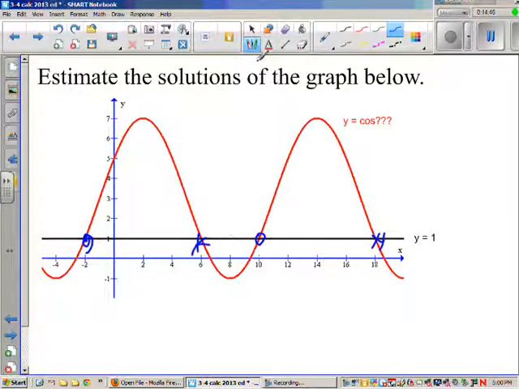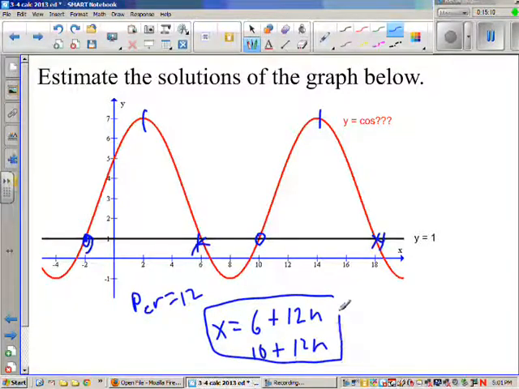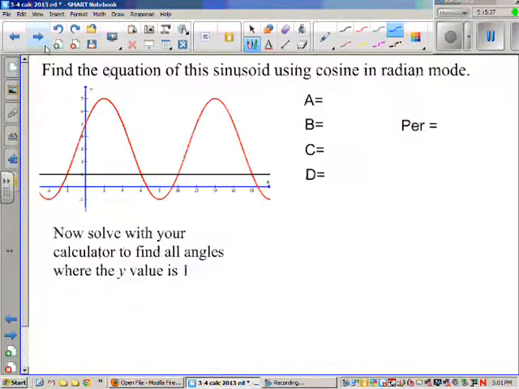For now, to estimate the solutions, I'd simply notice here that the period goes from 2 to 14. That's a total of 12. And that I get x equals, and I'm going to use the values 6 and 10, 6 plus 12n and 10 plus 12n. So there's my answers that I estimate. Let's verify by finding exact values using the calculator.